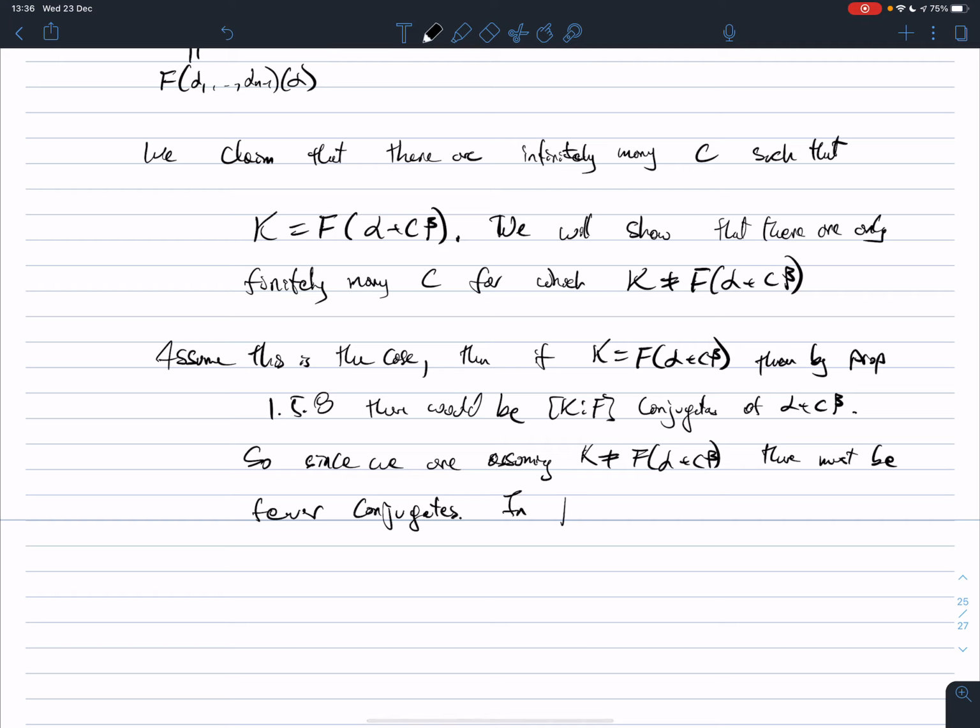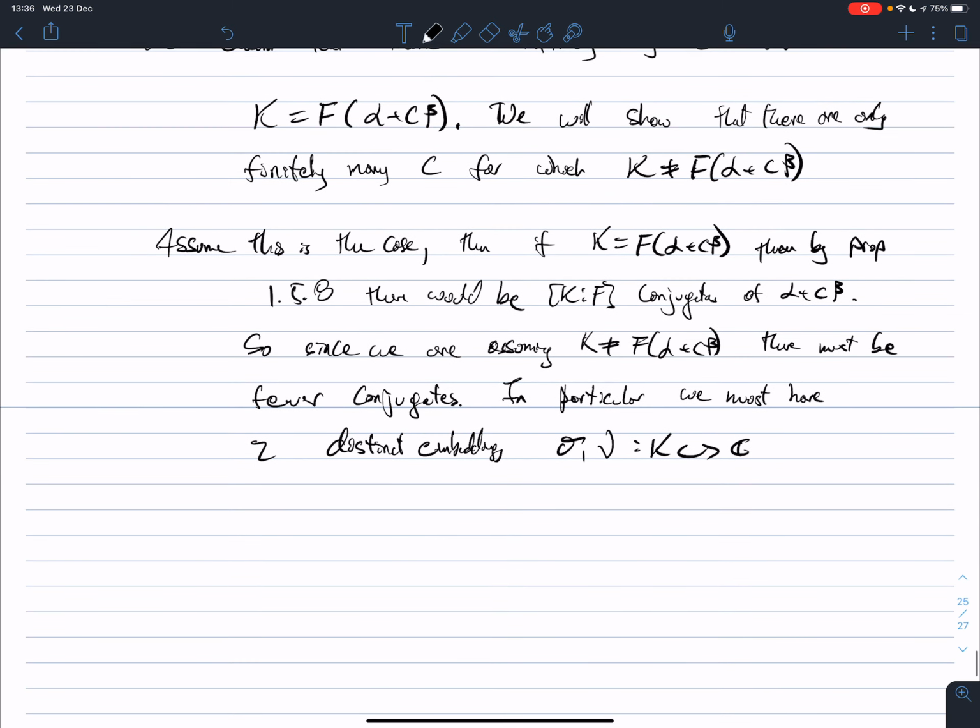In particular, what does this mean for embeddings? In particular, we must have two distinct embeddings, say sigma and eta, say from k into the complex numbers, which extend from f, and send alpha plus c beta to the same element.